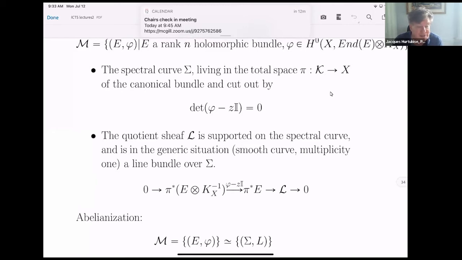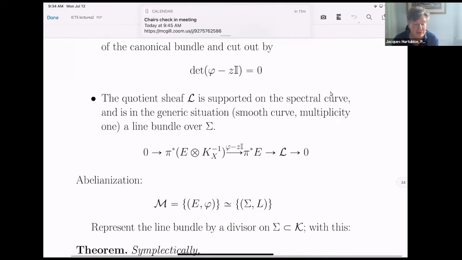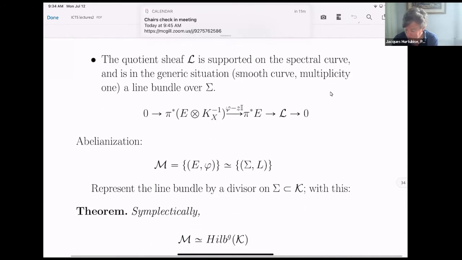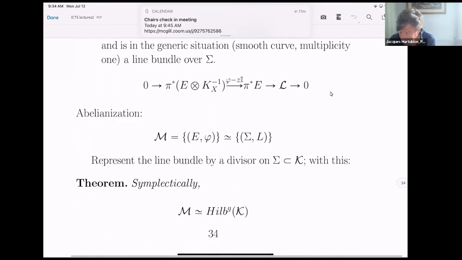The other piece of data is a quotient sheaf. You take the cokernel of phi minus z times the identity, and of course, away from the spectral curve it's an isomorphism, so there's nothing there. And so you get a sheaf that's supported on the spectral curve, and it's generically a line bundle, basically, when the curve is smooth and has multiplicity 1. And there's this sort of abelianization that occurs repeatedly in this setup.